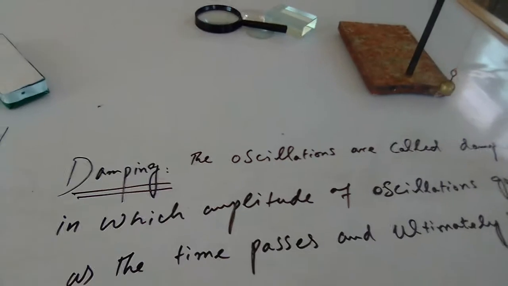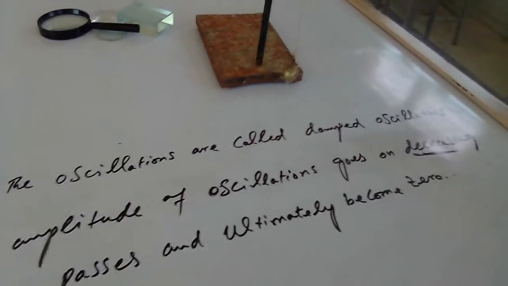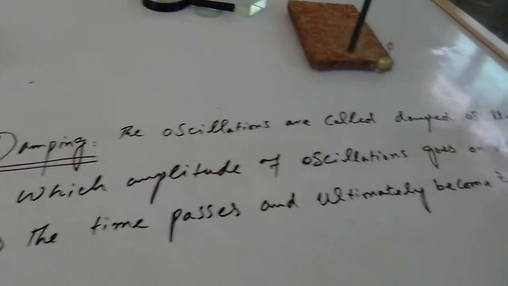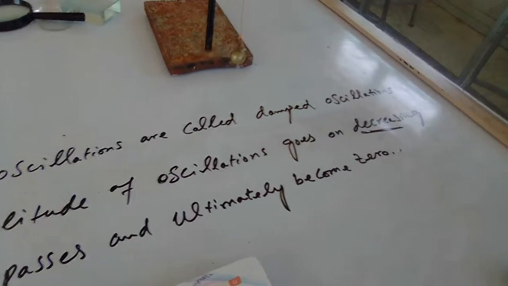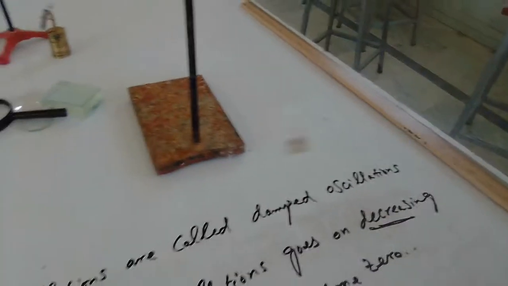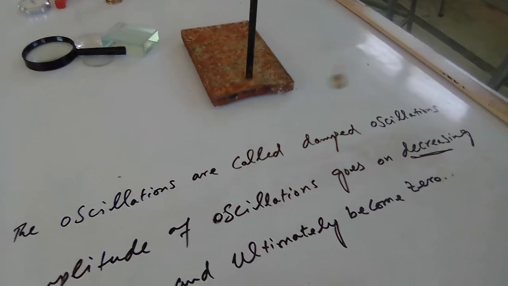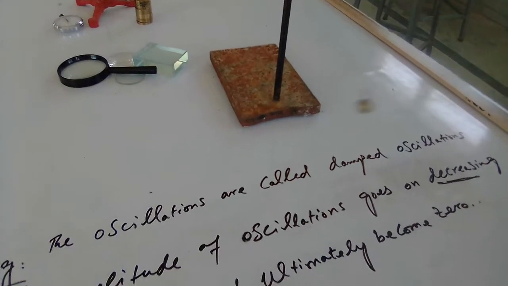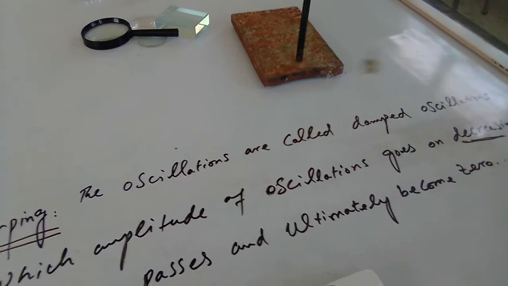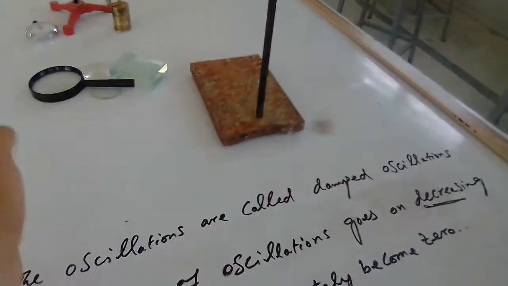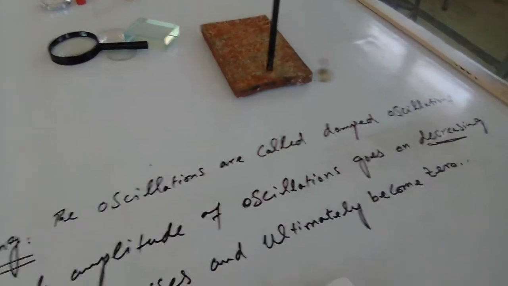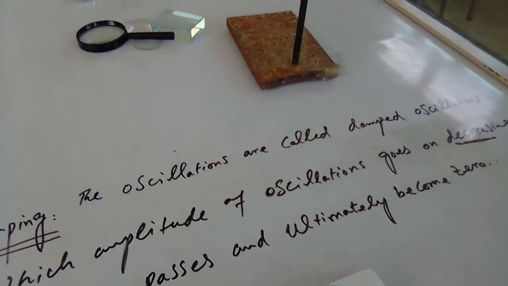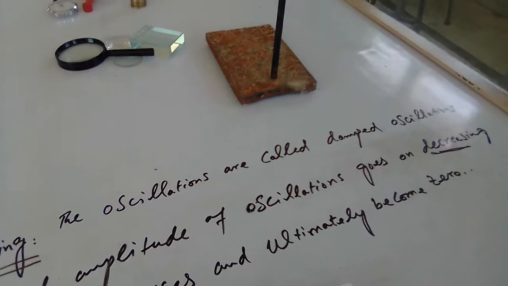Oscillations are called damped oscillations, in which the amplitude of the oscillation goes on decreasing as the time passes and ultimately becomes zero. For example, the motion of a pendulum eventually stops if it is left untouched, because the pendulum loses energy by doing work on the surrounding forces such as air resistance and friction.